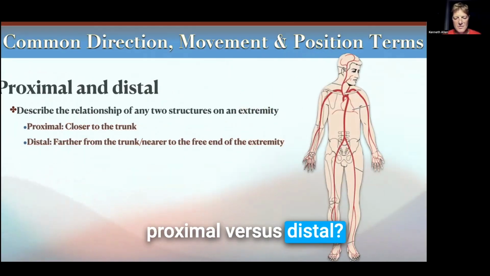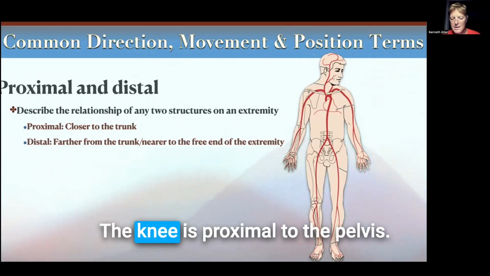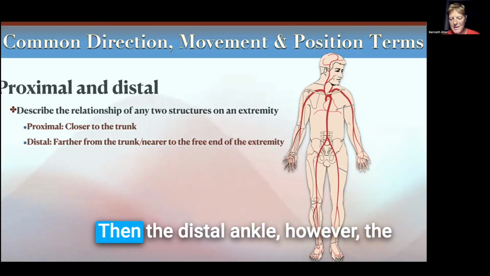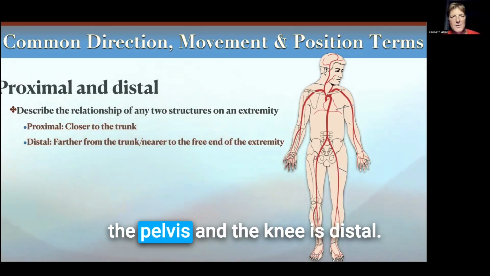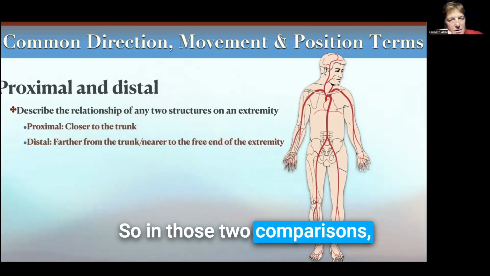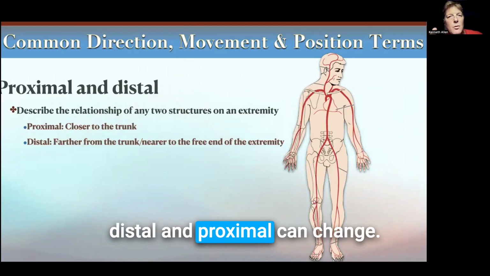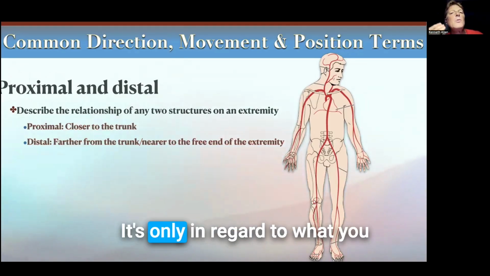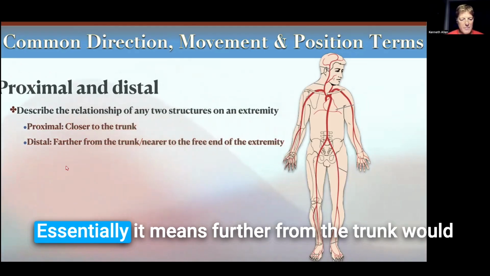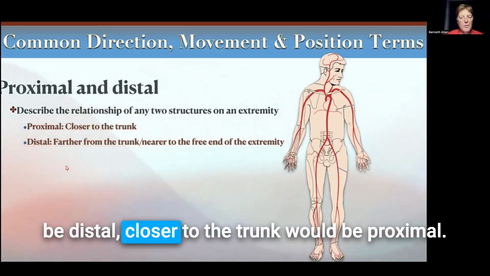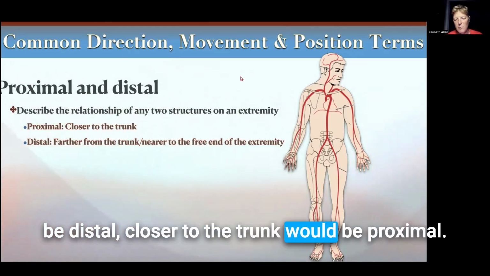Proximal versus distal. The knee is proximal to the pelvis, then the distal ankle. However, the head of the femur is proximal to the pelvis and the knee is distal. So in those two comparisons, distal and proximal can change. It's only in regard to what you are comparing in the body. Essentially, it means further from the trunk would be distal, closer to the trunk would be proximal.